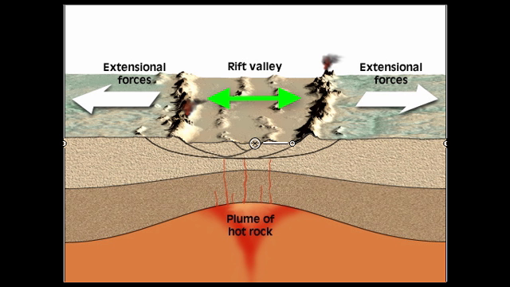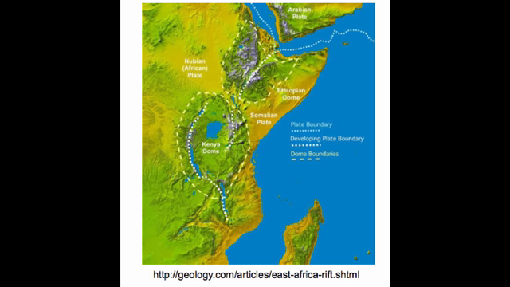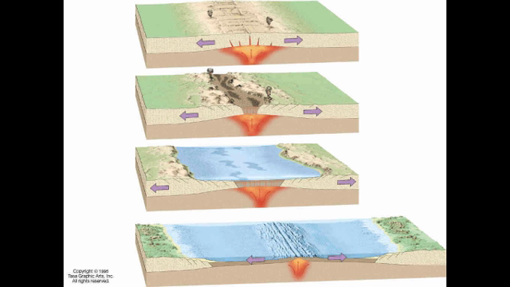Now as that gets lower and lower, it'll fill up with water, and sometimes you get a chain of lakes, like the East African Rift System. And eventually, you could get a shallow sea that starts to go in there. As it gets wider and wider, bigger sea, bigger ocean. A great example of this is the formation of the Red Sea.